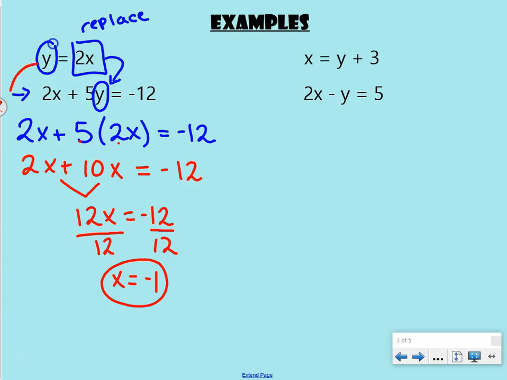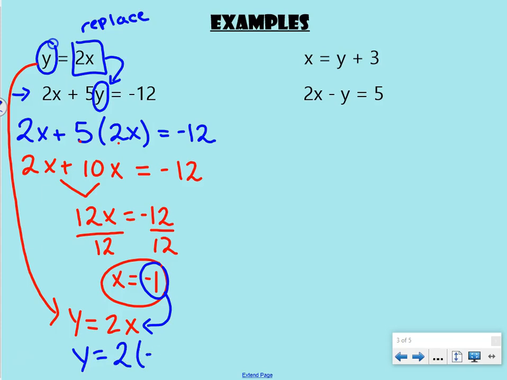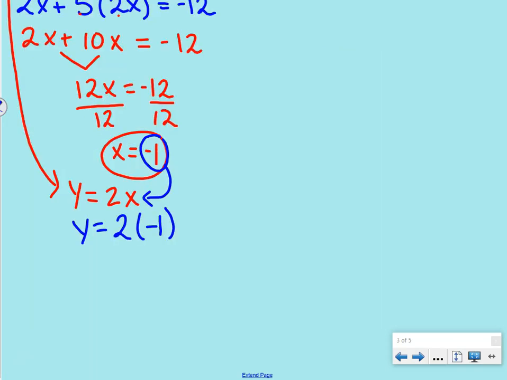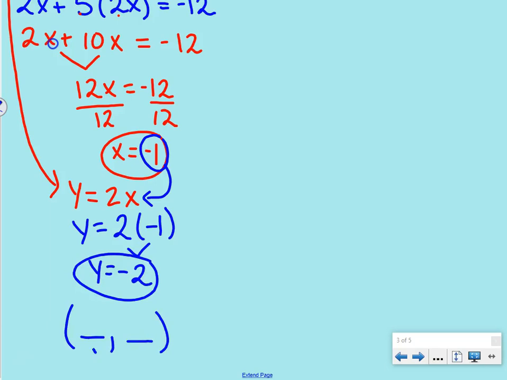What does y equal? Well, right here, y equals 2x. Now we know what x is. We know x is negative 1. So I can put negative 1 in for x. So we say y equals 2 times negative 1. 2 times negative 1 is negative 2. So we say y equals negative 2 and x equals negative 1. Write your answer as an ordered pair, (x, y). x is negative 1, y was negative 2. Now our answer is complete.